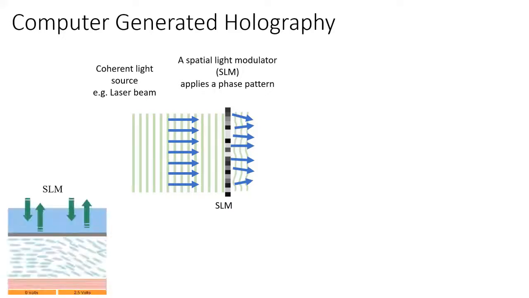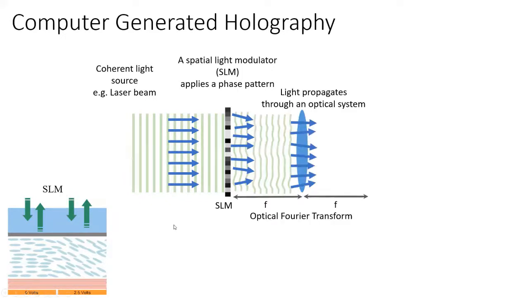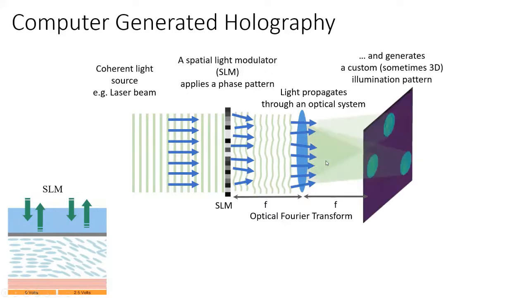That modulated wave propagates, so that's what an SLM does. If you apply a voltage, it shifts the liquid crystal and changes the optical properties. After this modulated wave propagates through an optical system, you end up with a distribution of light in the image plane, or around the image plane if you're trying to create a three-dimensional pattern.